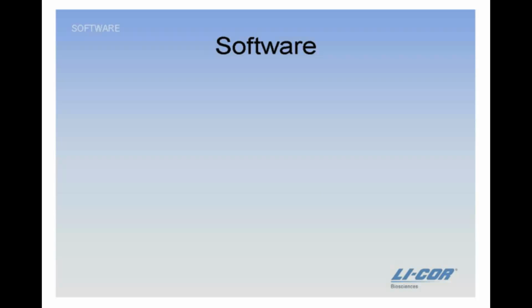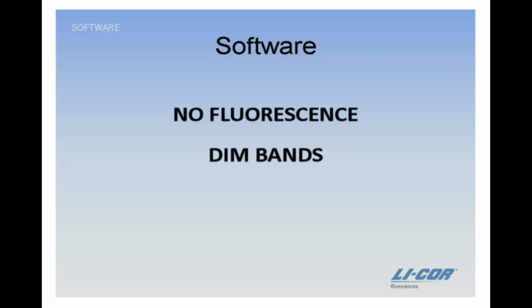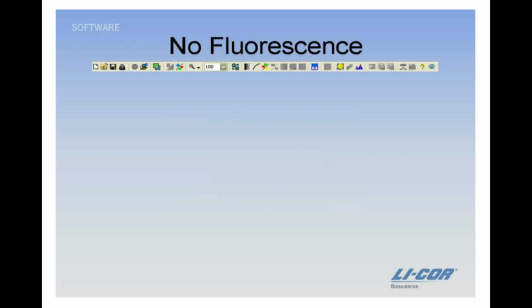There are three common problems that can be corrected with a few tweaks of the Odyssey software settings. These include blots that are showing no fluorescence, dim bands, or background. Keep in mind that these software enhancements will only work on blots that are not experiencing binding chemistry problems, an issue we will address later.